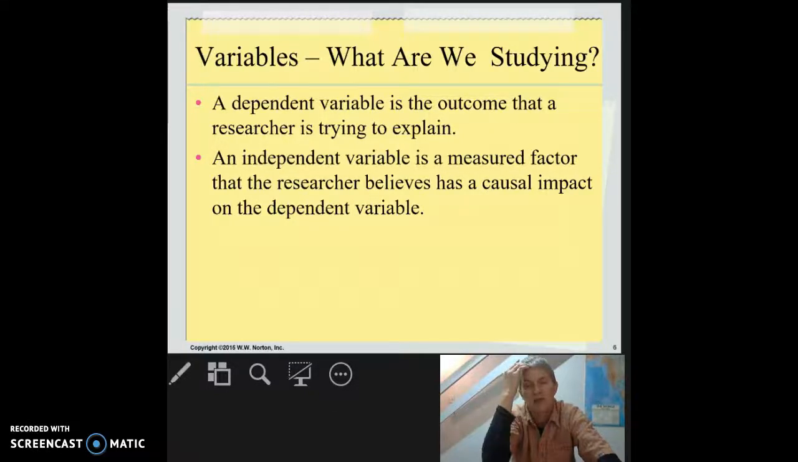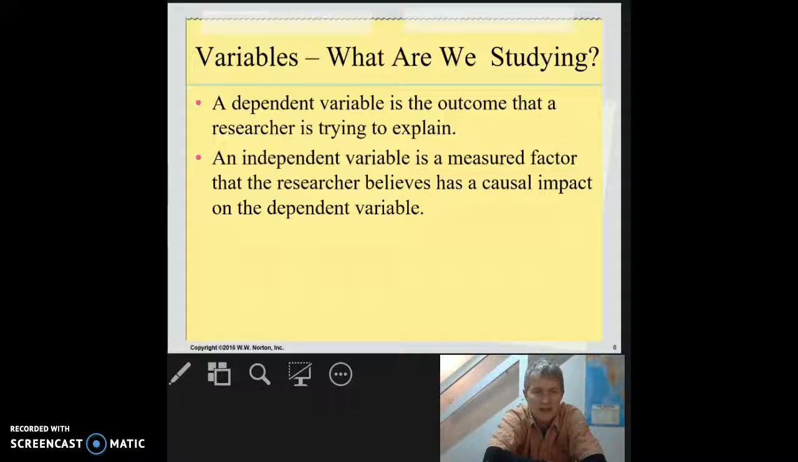So going back to that previous example, car accidents would be the dependent variable. We're trying to explain whether mood changes the outcome, a car accident or no car accident. Therefore, mood is an independent variable. We want to see if mood has a causal impact on the dependent variable. So in our other example, rape is the dependent variable and heat is the independent variable.